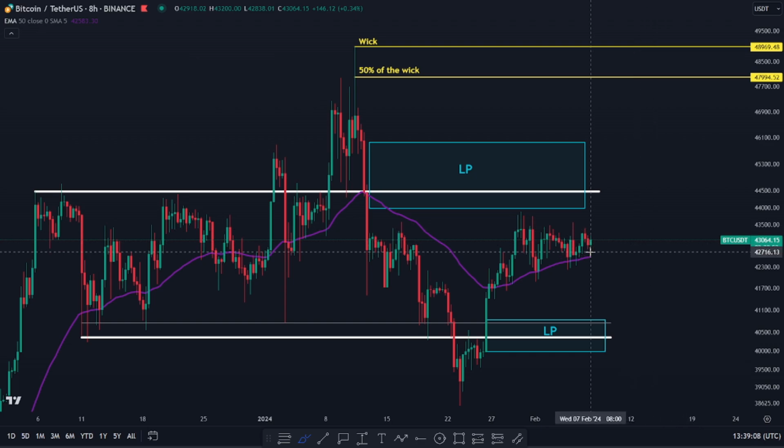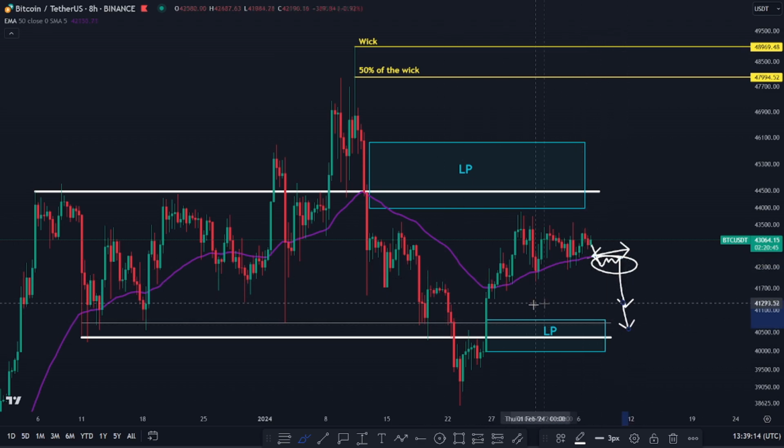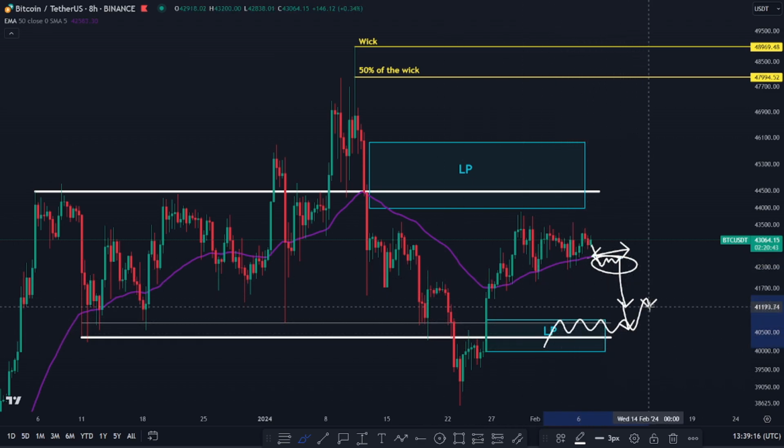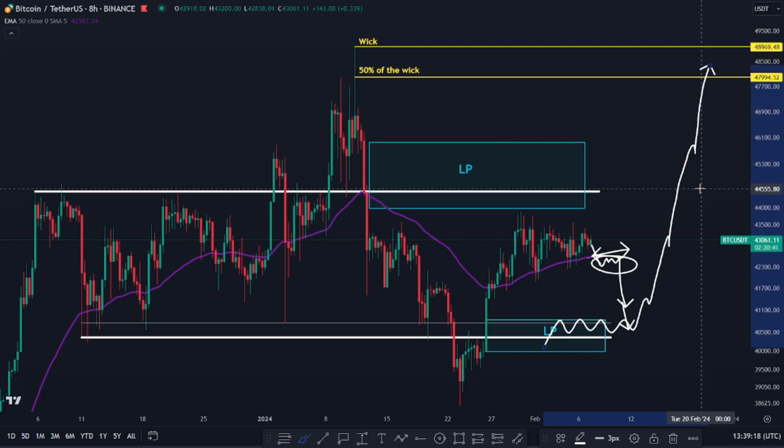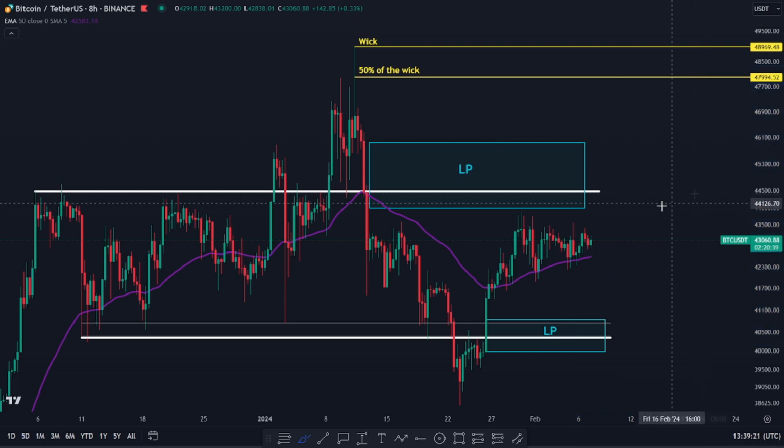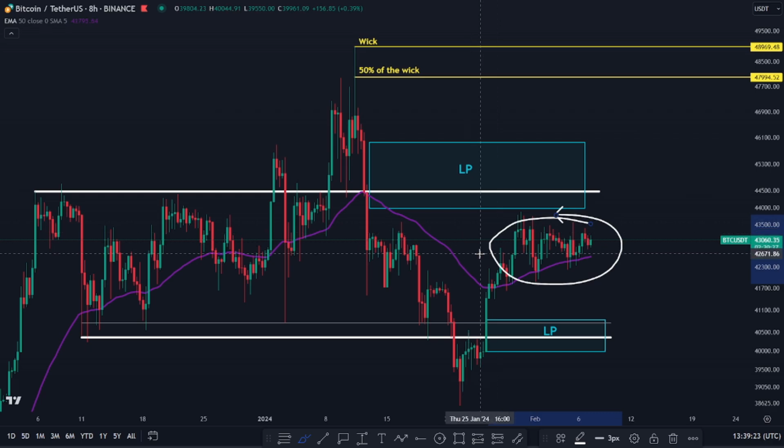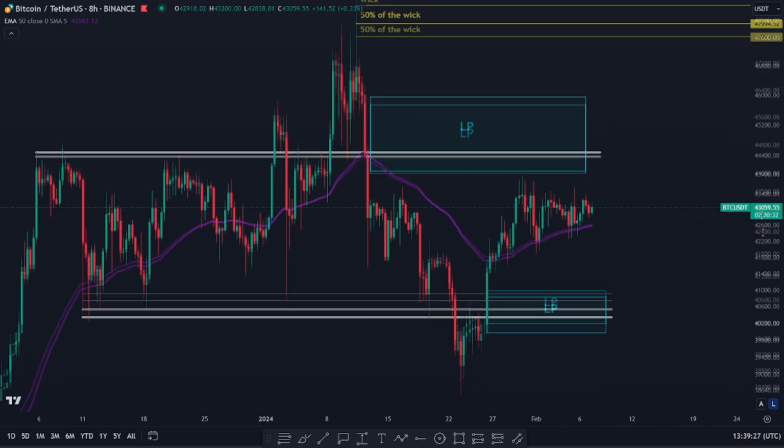Otherwise, if we drop below the 50 MA in the 8 hours time frame, I'll enter a short towards the range lows and then DCA into a long here to go back up. Pretty simple, okay? Just be careful because in this one here is where you get stopped out, because this triangle can go for ages.